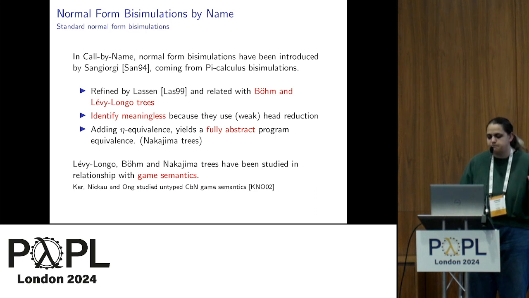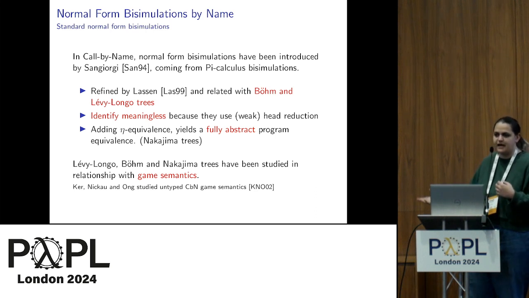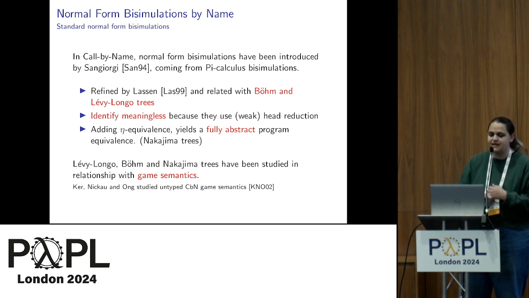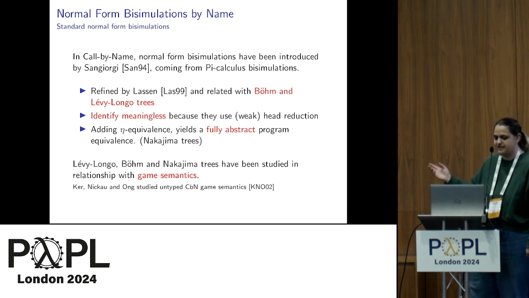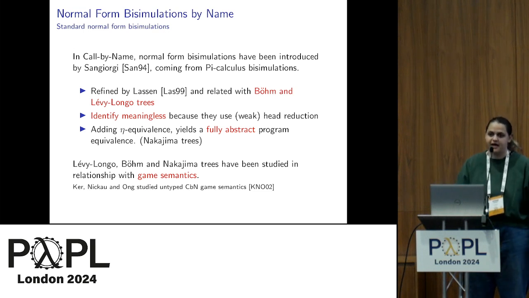And they are really powerful, I guess, because when you add eta equivalence, you get a fully abstract program equivalence. So you actually match contextual equivalence. You're not only included, but contextual equivalence is also included in normal form bisimulations. That's the notion of Nakajima trees. And so these normal form bisimulations in call by name and the tree counterparts have also been studied in relationship with game semantics. I think there's a lot of work on these things. I just stated here Kerr, Nico, and Ong's work on untyped call by name game semantics.